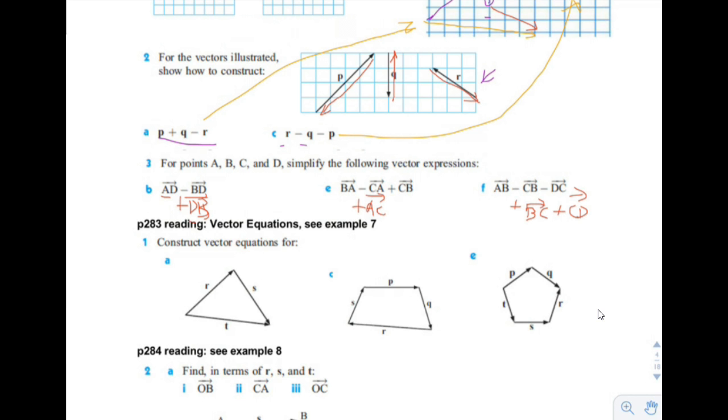AD and then to DB is the same thing as doing A to B. BA plus AC is the same thing as BC. BC plus CB is the same thing as BB. Wait, BB, starting at B and going to B, that's the same thing as a zero vector. And then AB to BC is the same thing as AC. Then going to CD is the same thing as AD. So AD is the answer for that one.